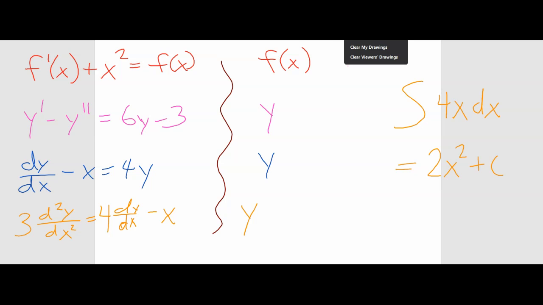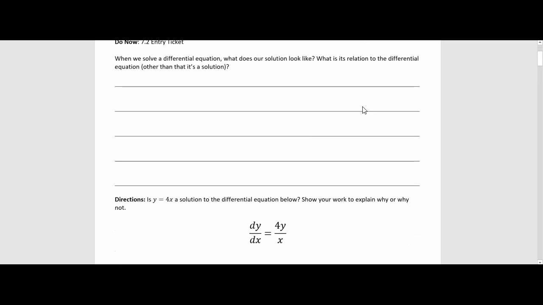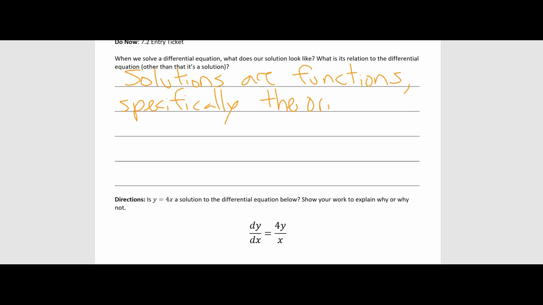Okay, let's go back up to the top. That answers the first question: when we solve a differential equation, what does our solution look like? What is its relation to the differential equation? Solutions are functions, specifically the original function.